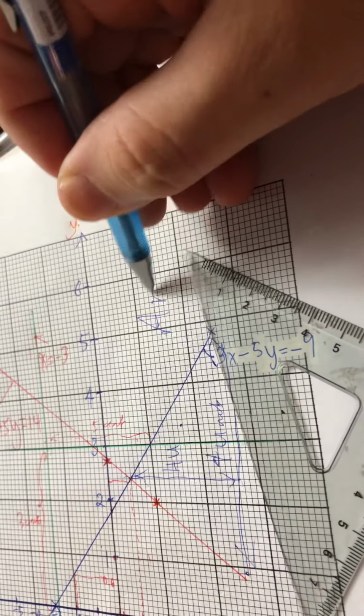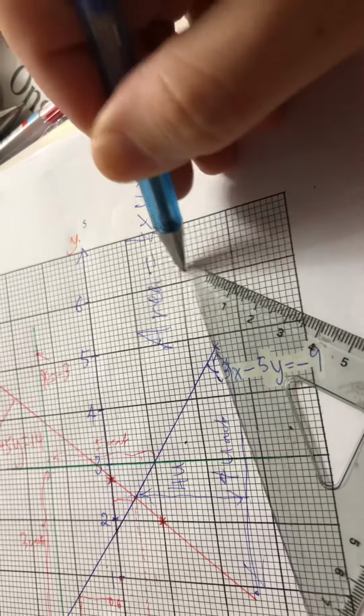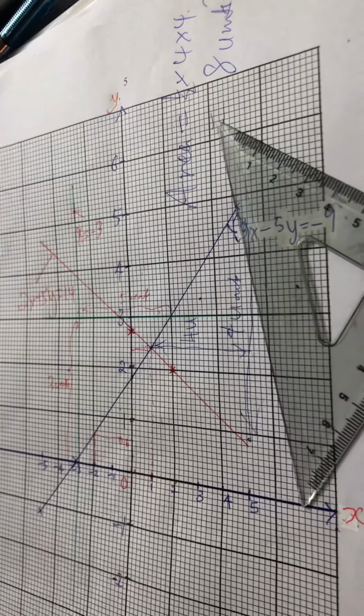So your area will be half times 4 times 4, which is 8 units square. Yeah, that's all. So that's the end of the video on graph.